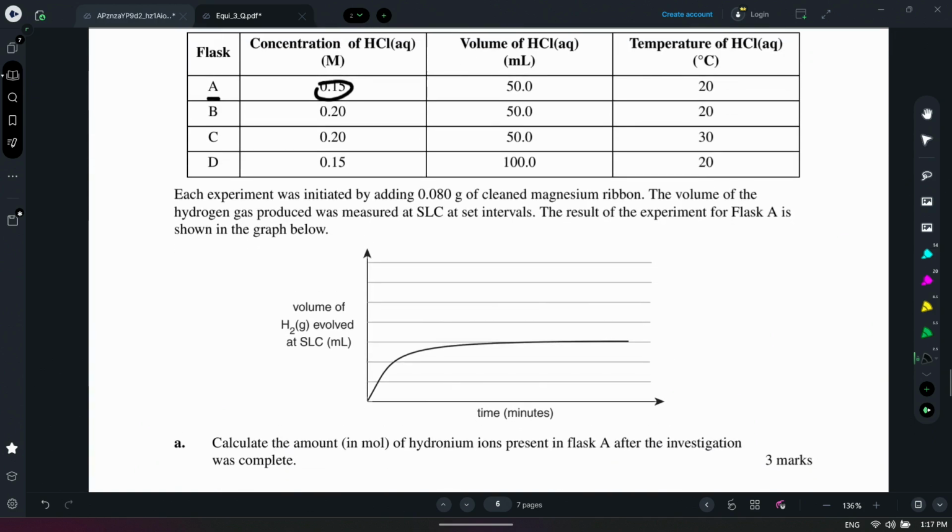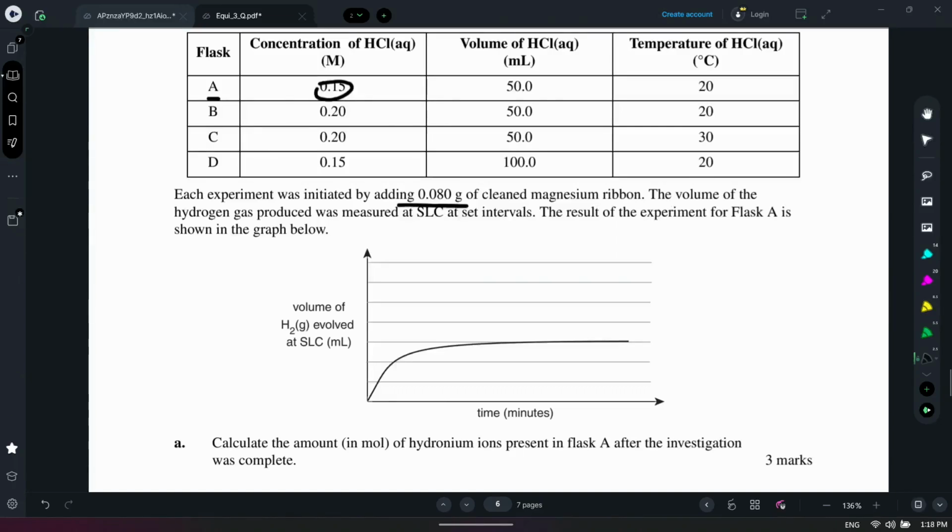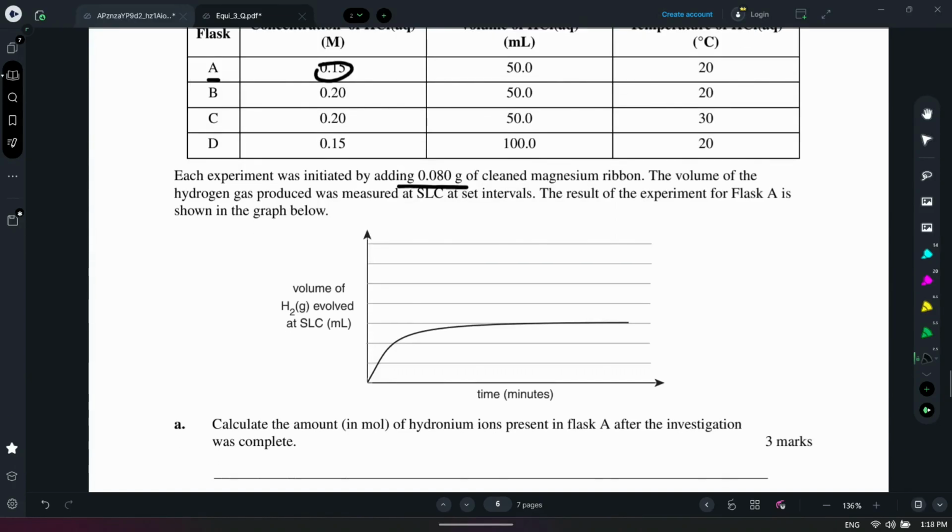Now, here it says each experiment was initiated by adding 0.08 grams of clean magnesium ribbon. Magnesium ribbon is a solid, okay? It's not a powder. So when you get magnesium, it comes as a ribbon, it's a solid. So the surface area is what really matters. The rate determining factor when you use a solid is the surface area. Anyhow, the volume of the hydrogen gas produced was measured.